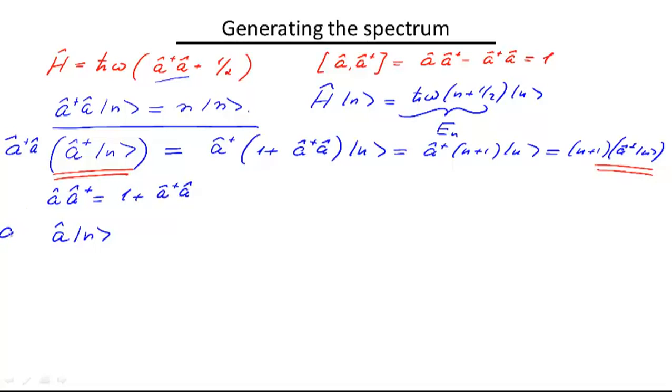So, if we were to repeat this exercise that we just did for a dagger, and if we were to apply a dagger a on this function, we would see, and I'll leave it for you as an exercise, that this is also an eigenstate of a dagger a, but now with the smaller eigenvalue n minus 1. And here I will have the same function.